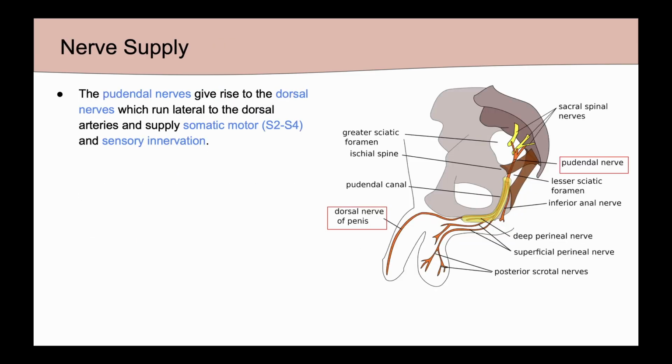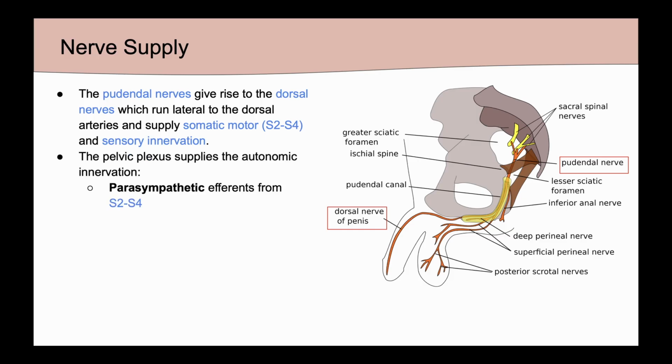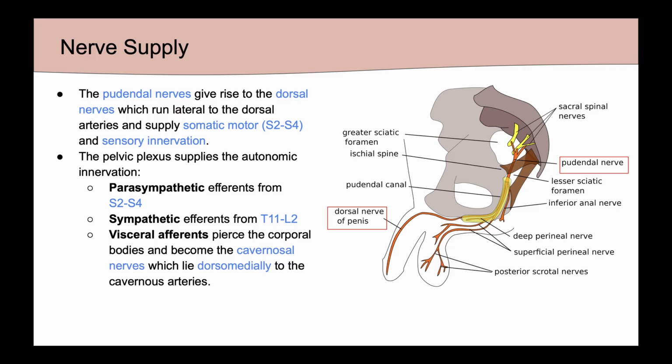In regards to penile innervation, the pudendal nerve gives rise to the dorsal nerves, which run lateral to the dorsal arteries and supply somatic motor and sensory innervation. The pelvic plexus supplies the autonomic innervation, with parasympathetic efferents from S2 to S4 and sympathetic efferents from T11 to L2. Visceral afferents pierce the corporal bodies and become the cavernosal nerves, which lie dorsomedially to the cavernous arteries.